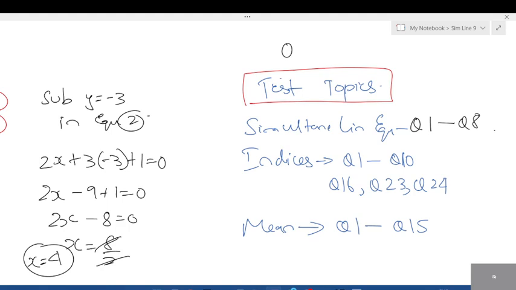Okay, then in simultaneous linear equations, one topic is pending. That is cross multiplication. We'll do that on Monday. We'll teach you on Monday. Okay. So no class tomorrow, students. Again on Monday. Log in at 7:30.